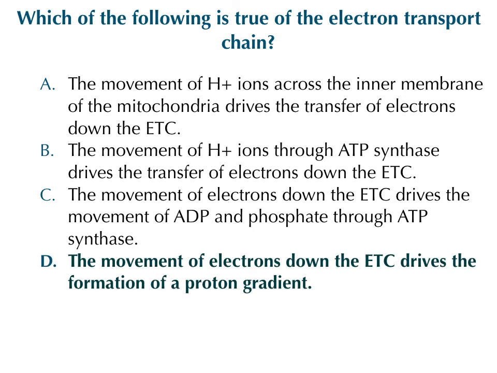And the answer is that the movement of the electrons down the electron transport chain drives the formation of a proton gradient. And we just went over that at the end of our slides, so I'm pretty sure you got that one correct.